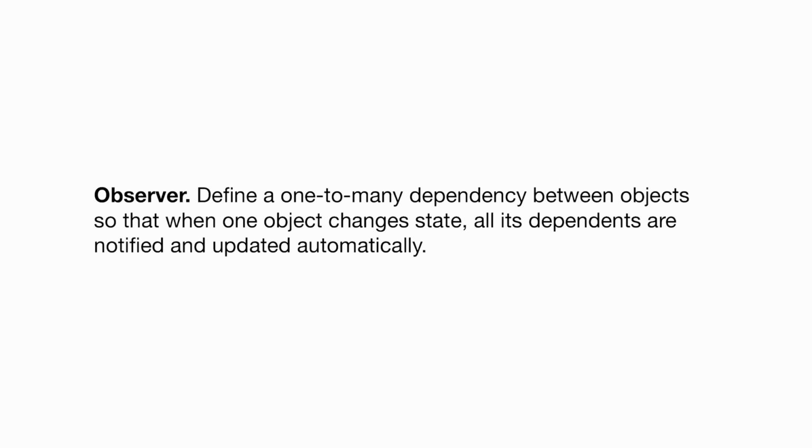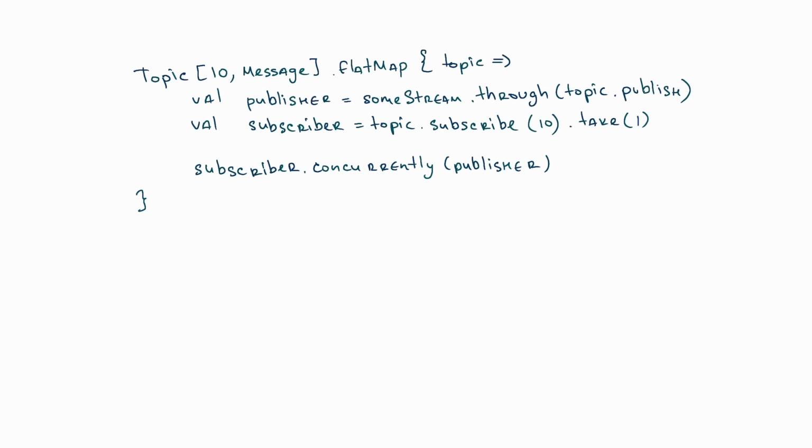Observer. Define a one-to-many dependency between objects so that when one object changes state, all its dependents are notified and updated automatically. This makes me think of functional reactive programming, but I don't really have much experience with it production-wise, so I cannot come up with an interesting example. However, I do have experience with simpler functional streams, like fs2, that provides primitives like topic and signal to implement the publish-subscribe pattern and other ways to define dependencies between objects.